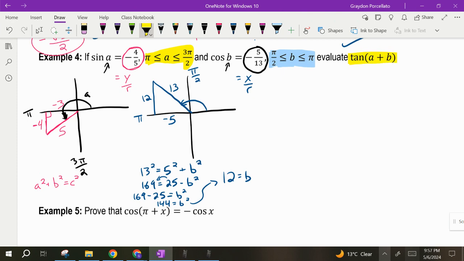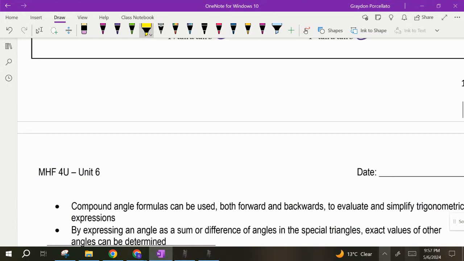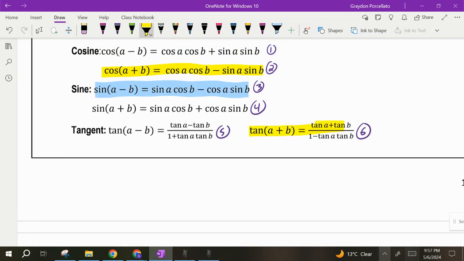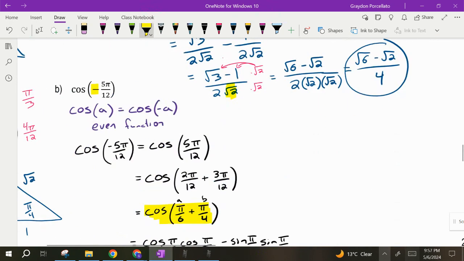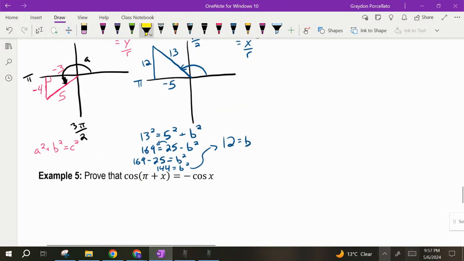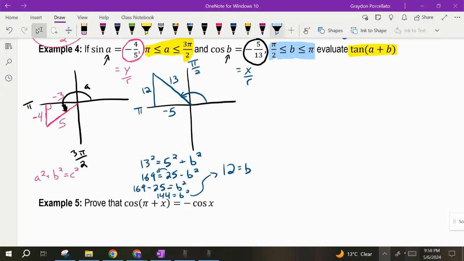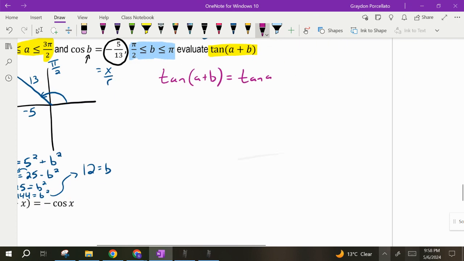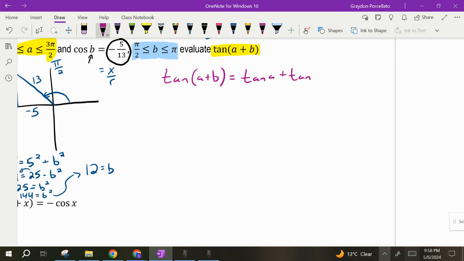Well, I'm going to scroll up and we're going to say, tan of A plus B. Holy smokes. That's what the tan of A plus B is: tan of A plus tan of B over 1 minus tan A tan B. Let's see if I can remember that. Let's write it out. So tan of A plus B is equal to the tan of A plus the tan of B all over 1 minus the tan of A tan of B. Okay, all right. Let's try this now.